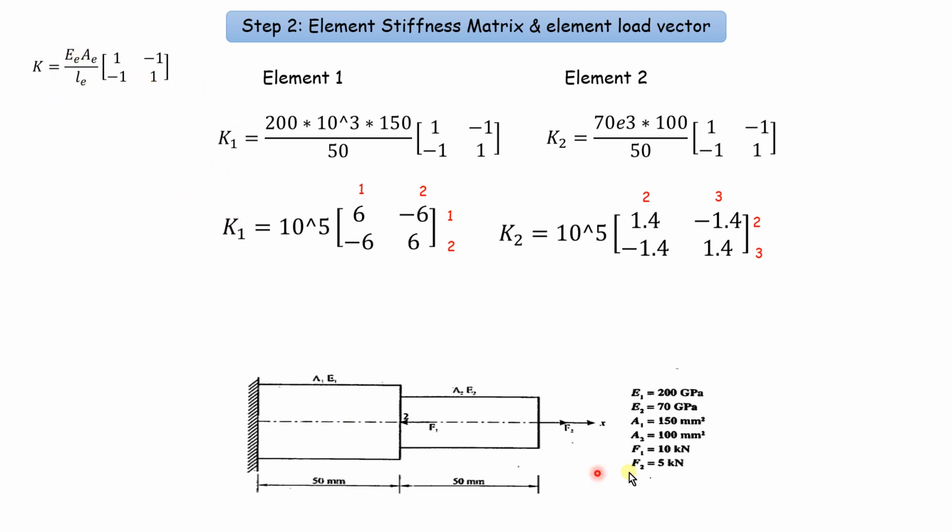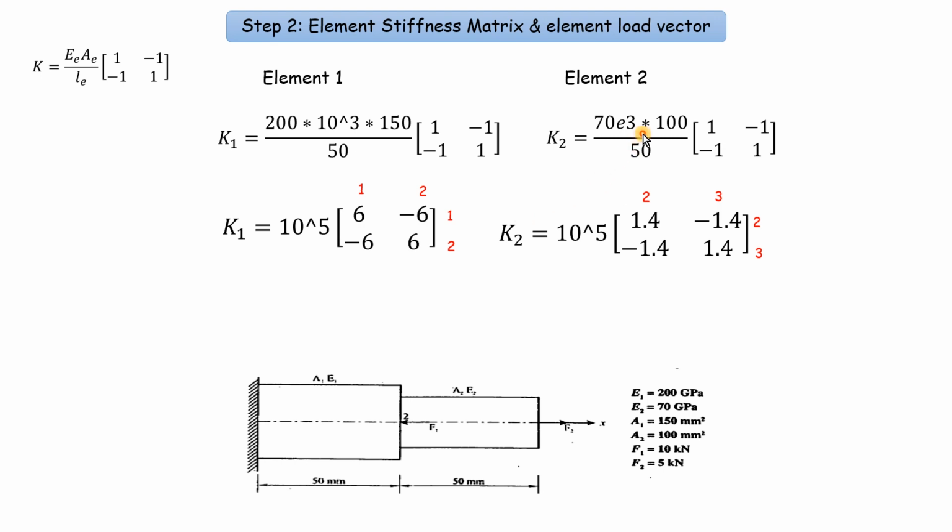So first, as per the given data, substitute the values of E, A and LE. Substitute here and find out what is the element stiffness matrix for the first element. So you will get K1 as 10 raised to 5 times [6, -6; -6, 6].